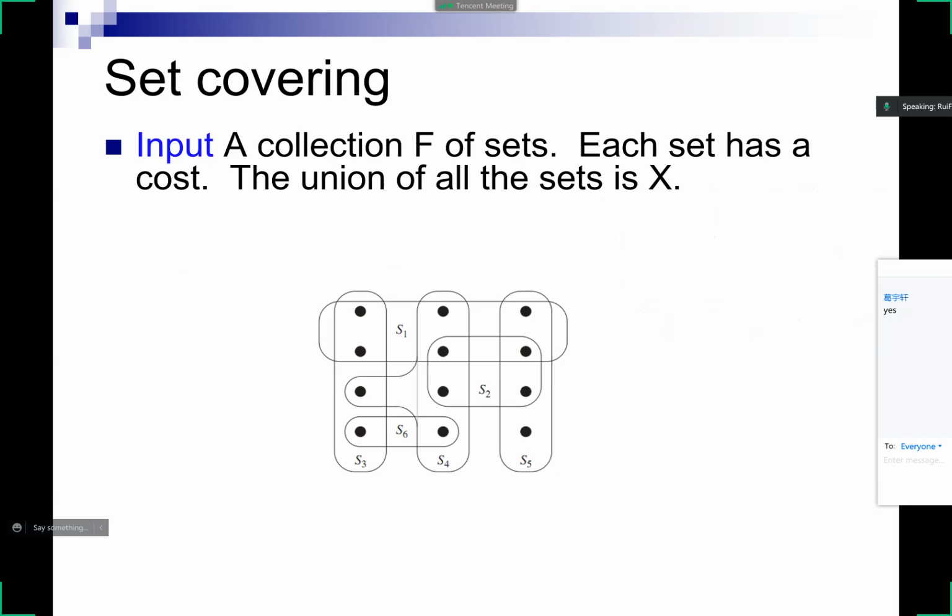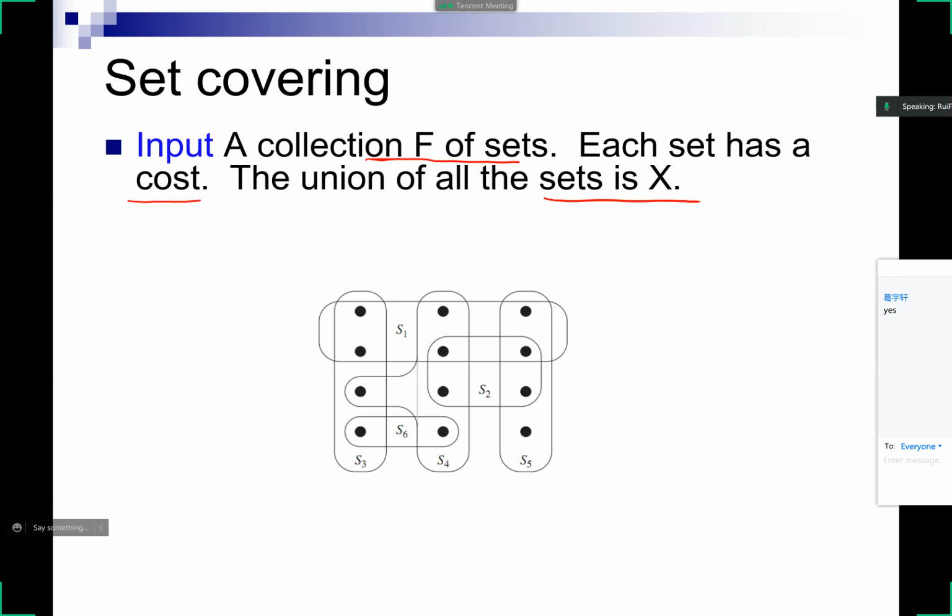Okay, just a bit more formally, let's define the problem this way. We're given a set of elements X, and we also have a collection of sets, called F over here. Each of the sets has a cost. And we're guaranteed that if you take all of the sets, then you can definitely cover all of the elements. However, we don't want to take all the sets.